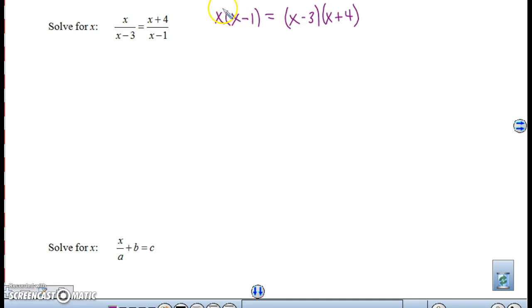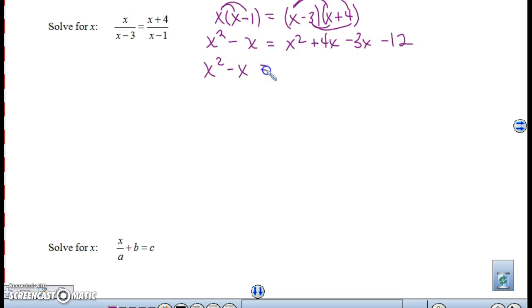Now, x times (x minus 1) is just distribute. X squared minus x. However, how do we multiply (x minus 3) times (x plus 4)? Do you remember? It's FOIL. So we have to do x times x is x squared. X times 4 is 4x. Negative 3 times x is negative 3x. And negative 3 times 4 is negative 12. All right, now if we combine our terms, x squared minus x is equal to x squared plus x minus 12.